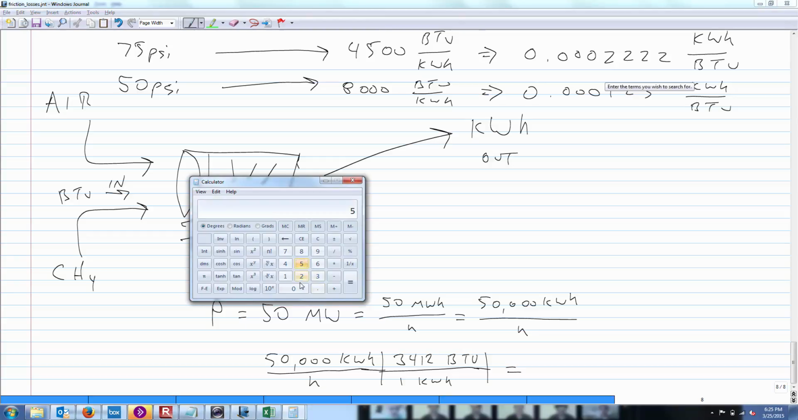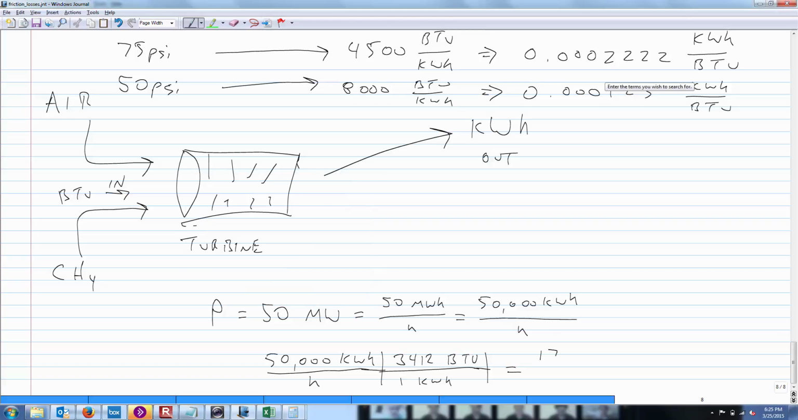so 50,000 kilowatt hours per hour times 3412 equals 170 million BTUs per hour. 176, 170, 6 BTUs per hour. Kilowatt hours cancel, kilowatt hours cancel. So that's how many BTUs per hour.